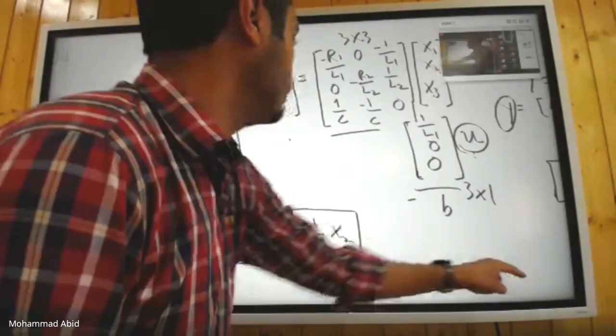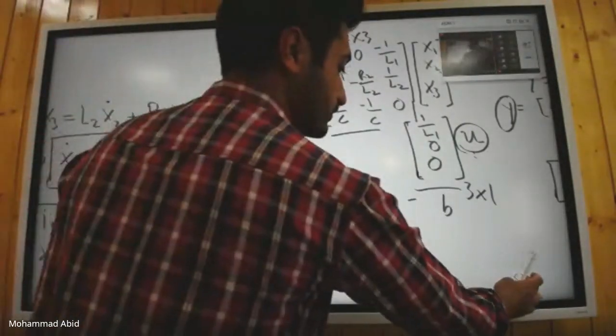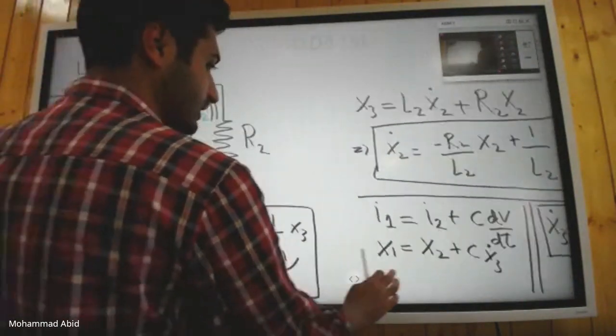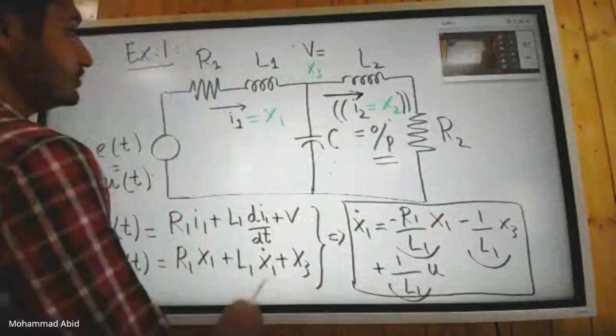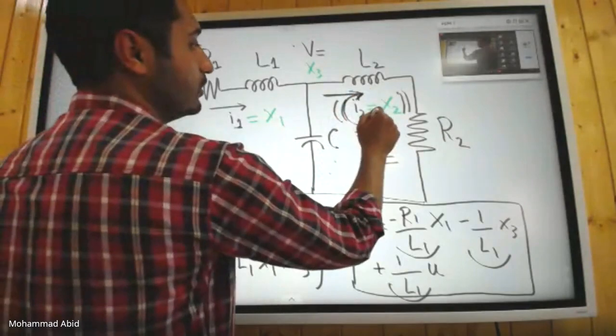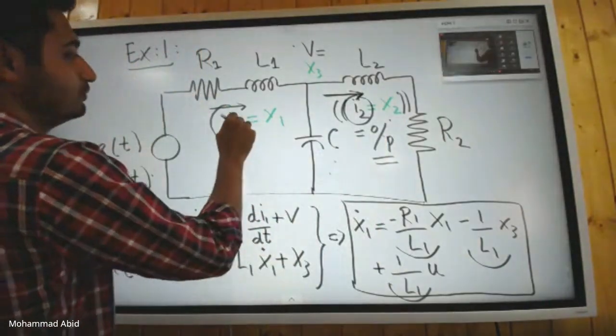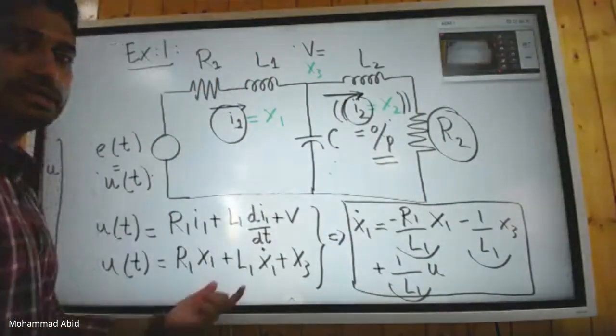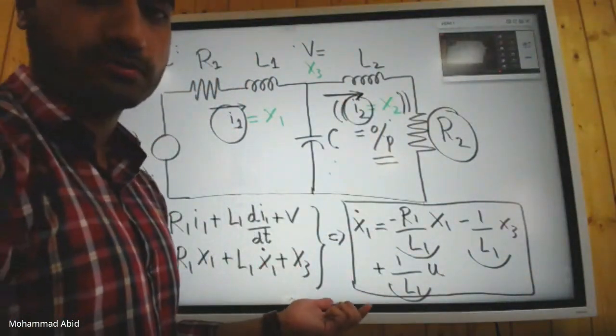Sure. Like I told you, it's up to the design process. When you design circuits or when you do the analysis, it's up to you what you take as the output and the input. Here it's assumed that I2 is the output. You can assume I1 also as the output. You can assume the voltage across R2 as the output. It's up to you. Accordingly, the B or C matrix will change.